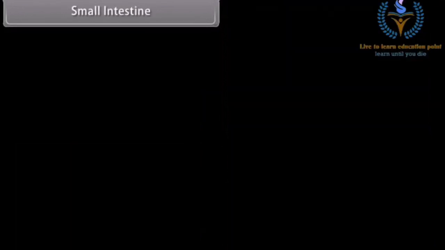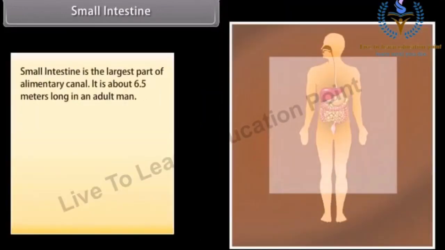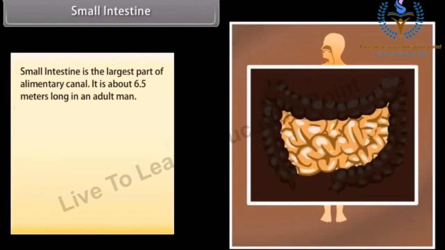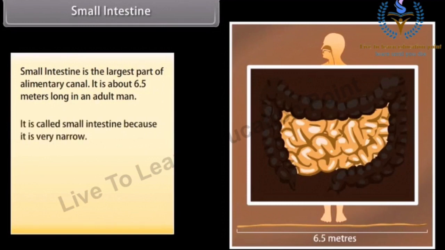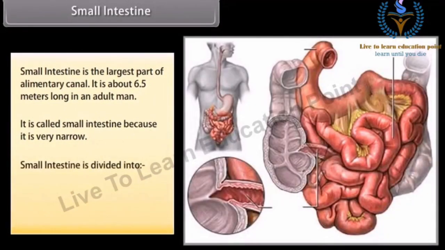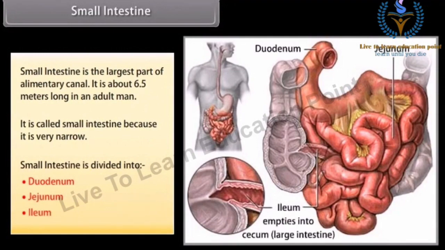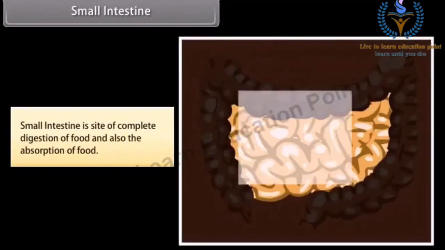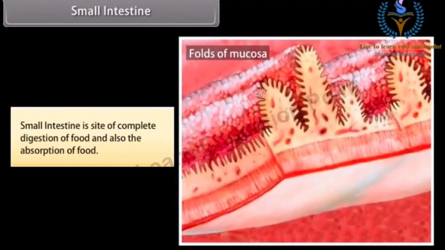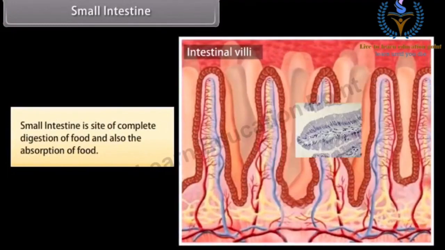Small intestine. Small intestine is the largest part of the alimentary canal. It is about 6.5 meters long in an adult man. It is called small intestine because it is very narrow. Small intestine is divided into duodenum, jejunum, and ileum. Small intestine is the site of complete digestion of food and also the absorption of food.